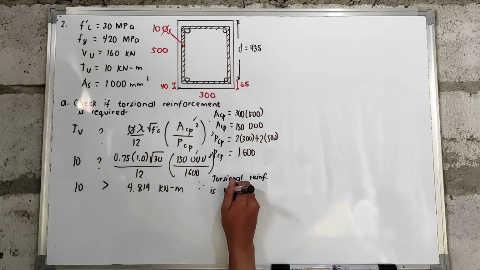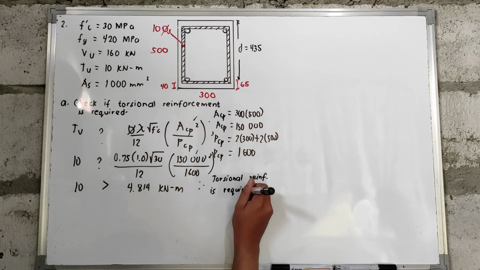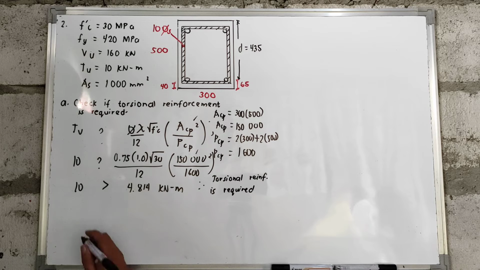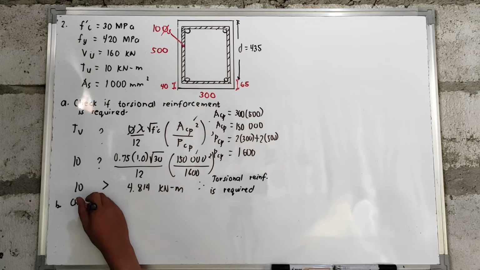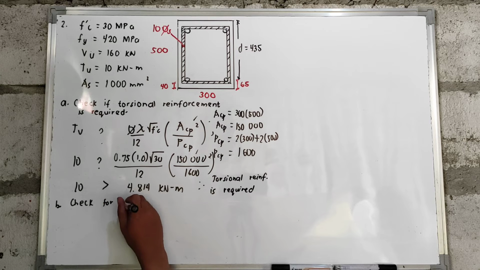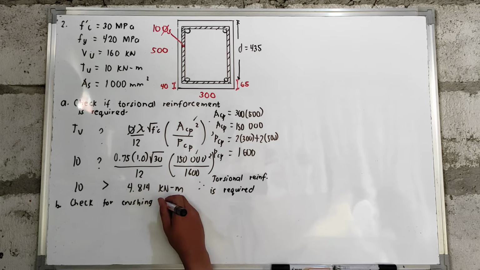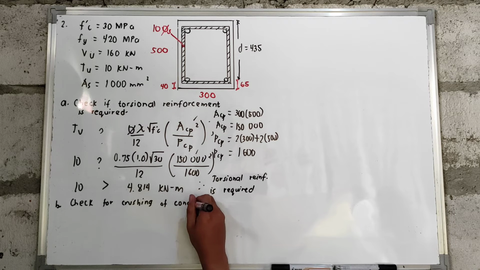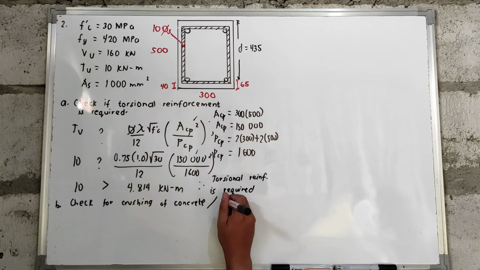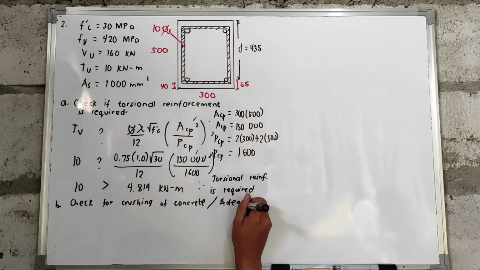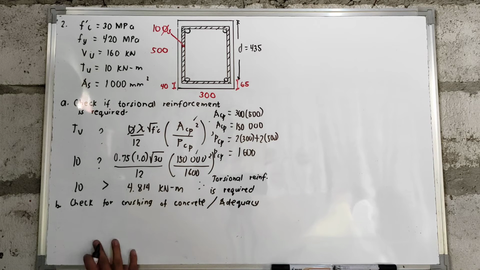So meaning to say, torsional reinforcement is required. So after nating ma-check kung kailangan ba talaga yung torsional reinforcement or hindi, for the next step, we are going to check for crushing of concrete. Sir, bakit po natin sine-check yung crushing of concrete natin? So we are checking that to check the adequacy of our section. Kung kakayanin ba nung section natin to withstand the given torsion.